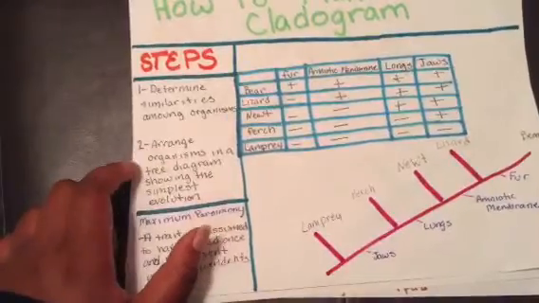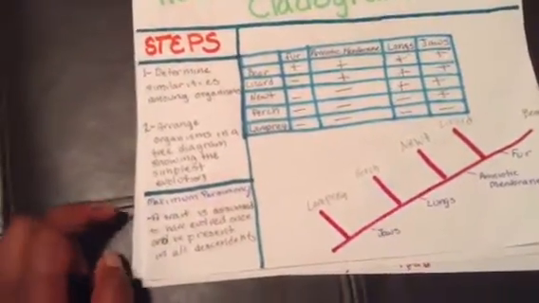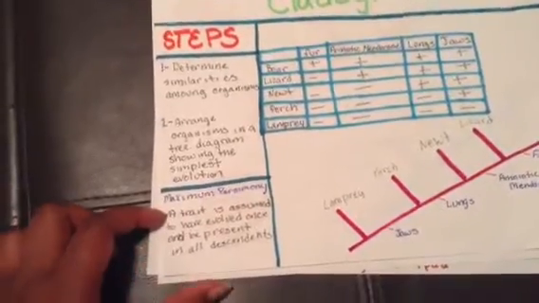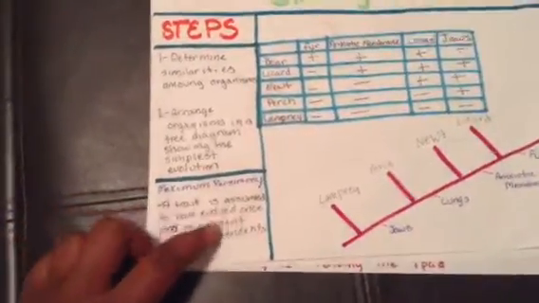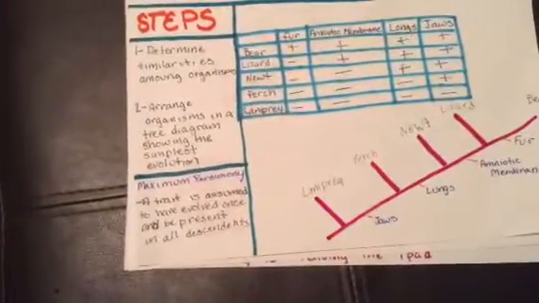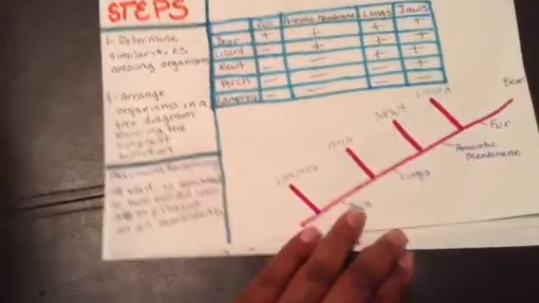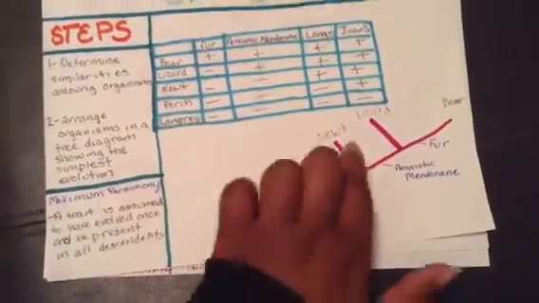Your second step is to arrange the organisms in a tree diagram showing the simplest evolution. You must use maximum parsimony to do this. Maximum parsimony is that a trait is assumed to have evolved once and be present in all descendants. So after you put jaws, everything after jaws has to have jaws.